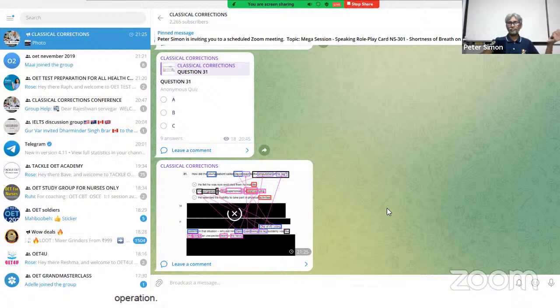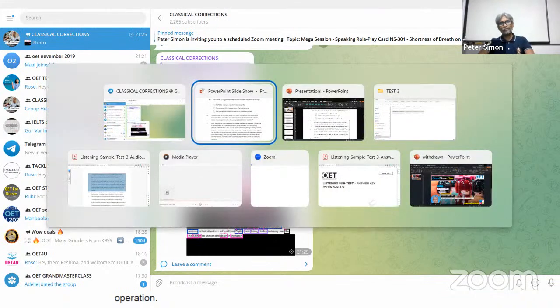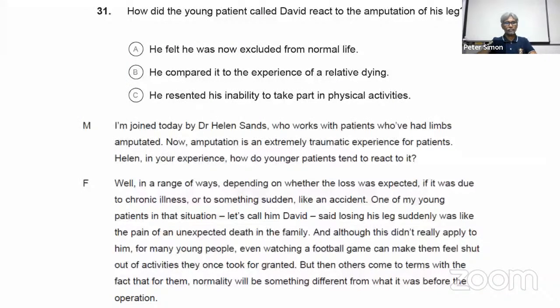Nothing is there in that. But how to isolate the answer? Because many students have given the wrong answer there. I made it reading now. Listening is transformed into reading. Listening test is transformed into reading, as you can see there.